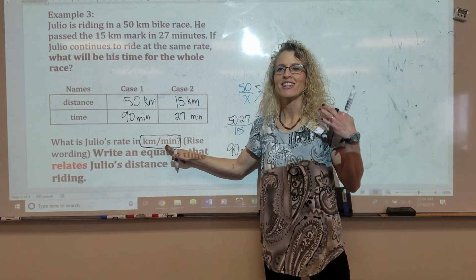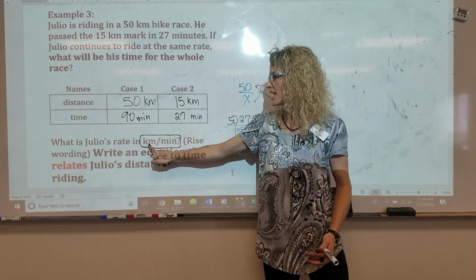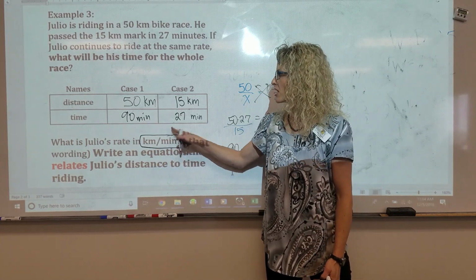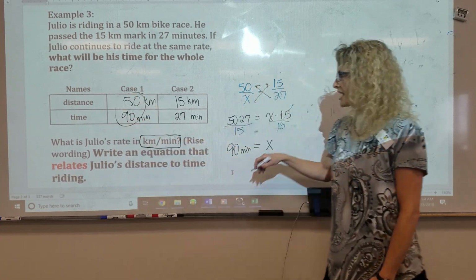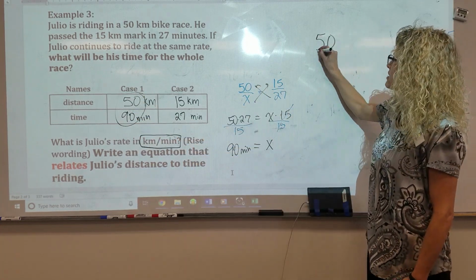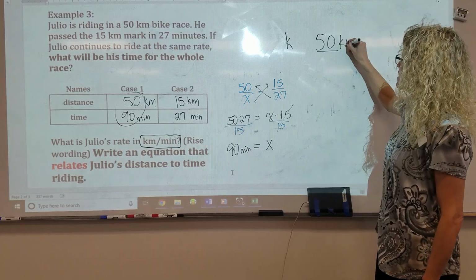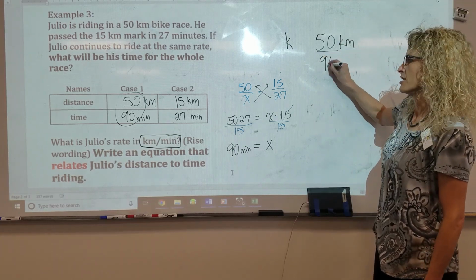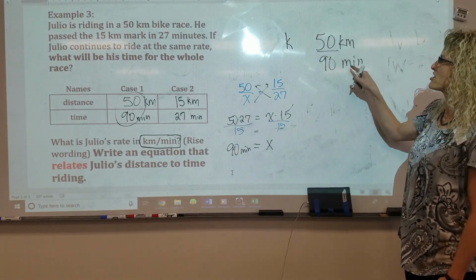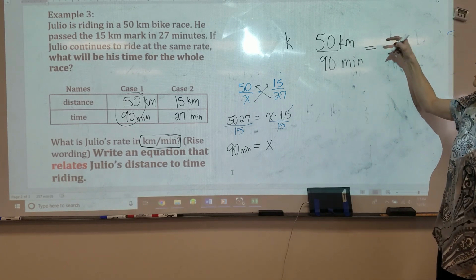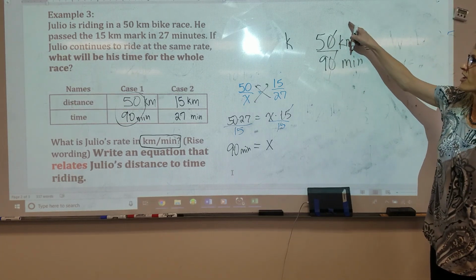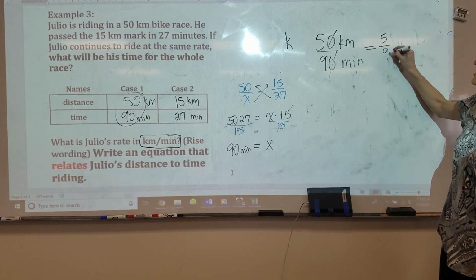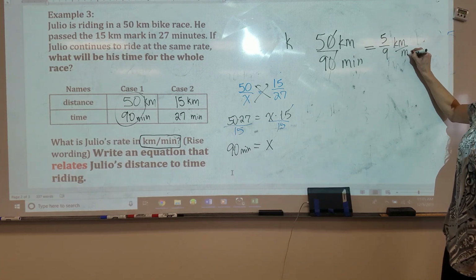The question tells us how to solve it. Take your kilometers, divide it by minutes. Pick the easier numbers. I like these. Take the kilometers, 50 kilometers, divided by 90 minutes. Distance divided by time, that's a speed, right? So we're going to cancel out the zeros. We're going to divide by 10, that gives us 5/9 kilometers per minute. I'm going to leave it as a fraction.